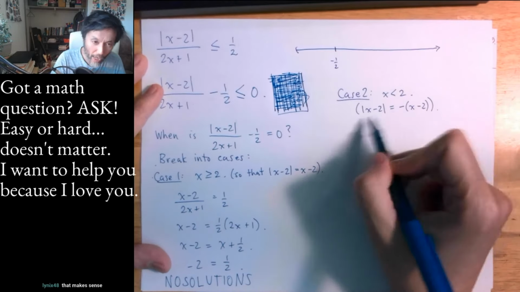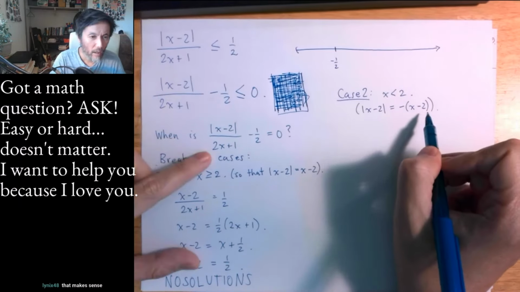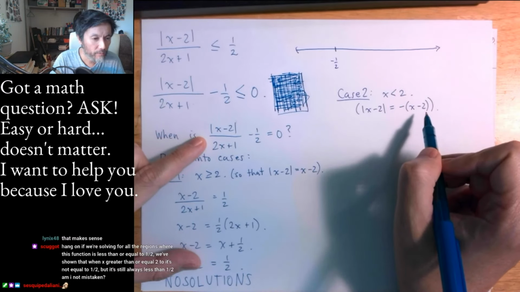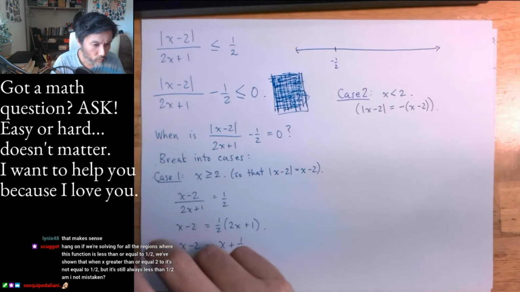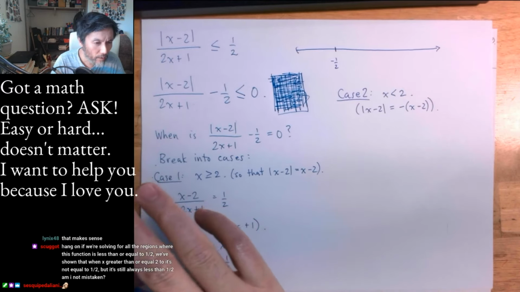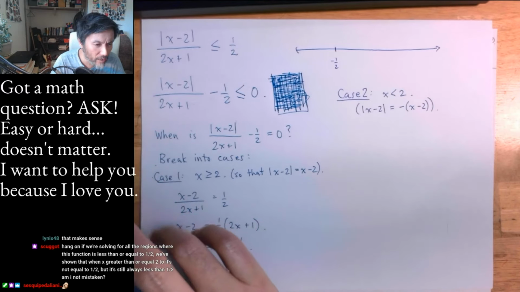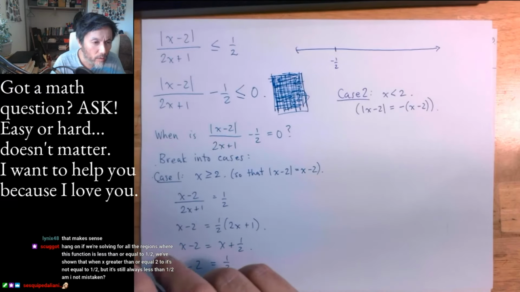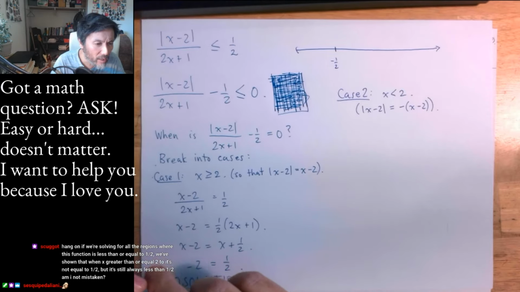Anyway, so we have this now. Remember what we're trying to do. We're trying to solve this equation here. If we're solving for all the regions where this function is less than or equal to 1/2, we've shown that when x is greater than or equal to 2, it's not equal to 1/2, but it's still always less than 1/2.